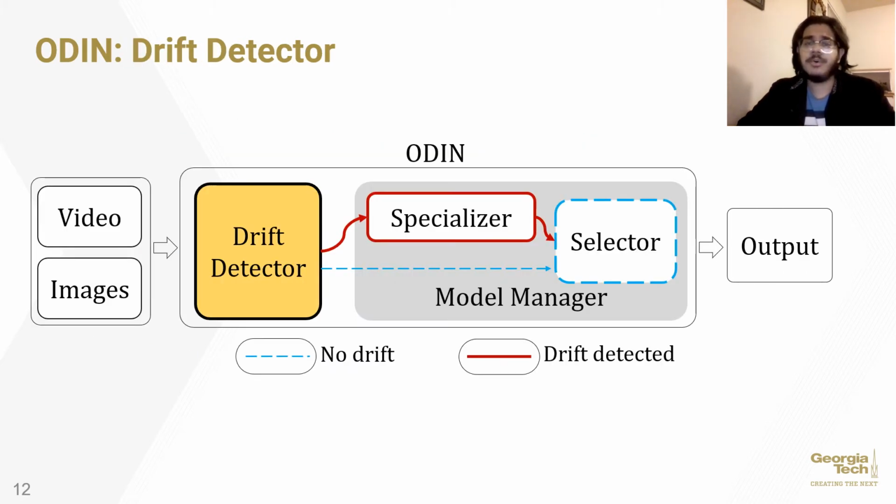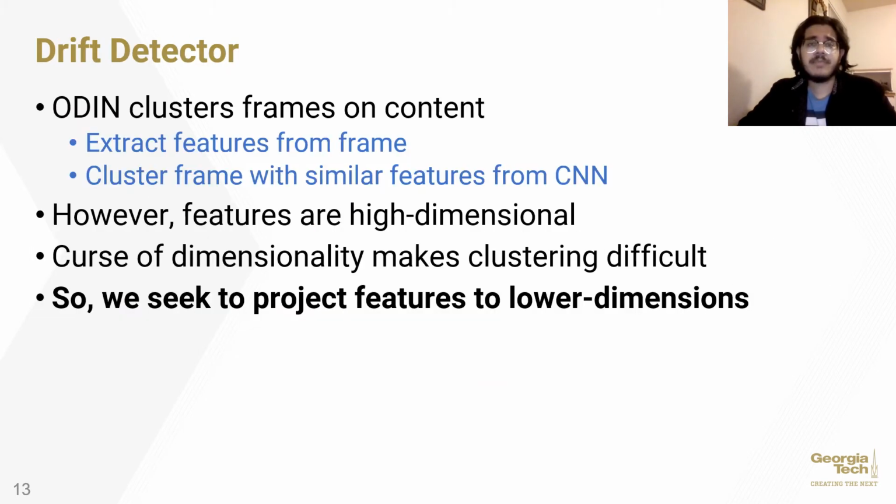Now we will cover ODIN's components in detail. We start with the drift detector. The drift detector clusters images and videos on content by extracting image-based features. Features are extracted with the CNN. Since they are high-dimensional, we need to project them to lower dimensions, because otherwise it'll suffer from the curse of dimensionality, which makes clustering high-dimensional features difficult. So we seek to project features to lower dimensions.